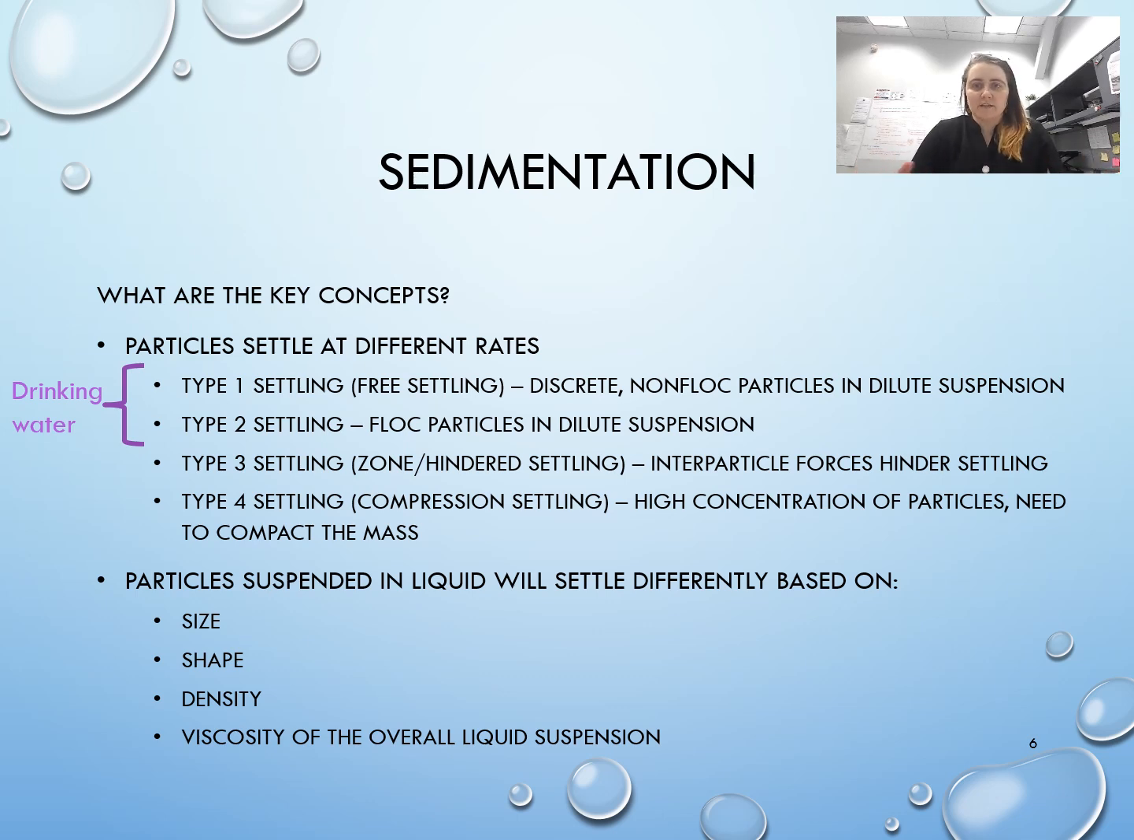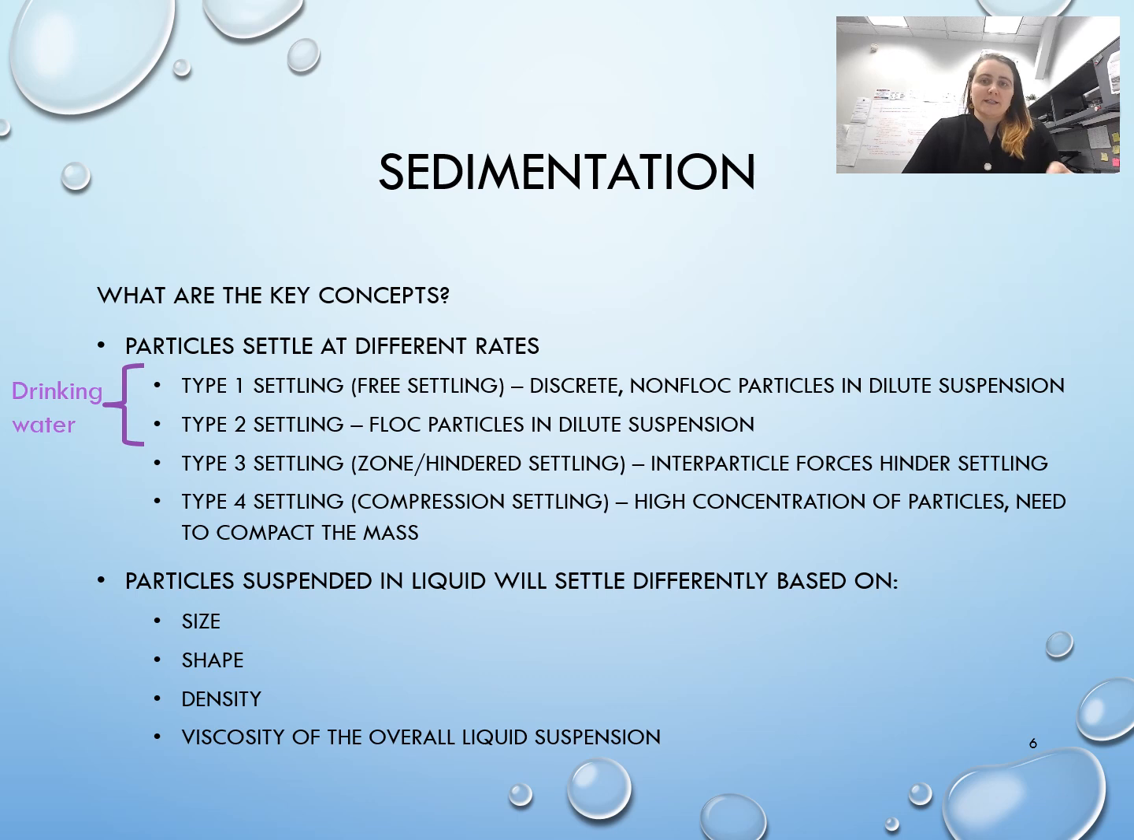So let's talk about some key concepts. Particles settle at different rates. We have different types of particles, so things are going to happen differently when they settle due to gravity. We have 4 types of settling, and the ones that we normally care about in drinking water at least are type 1 and type 2. When we get to wastewater treatment, we will care about type 3.